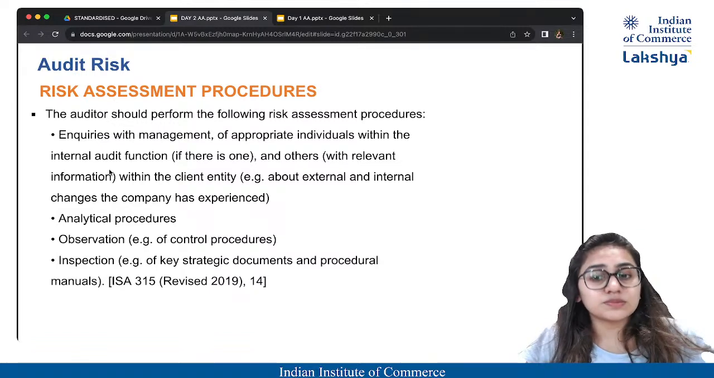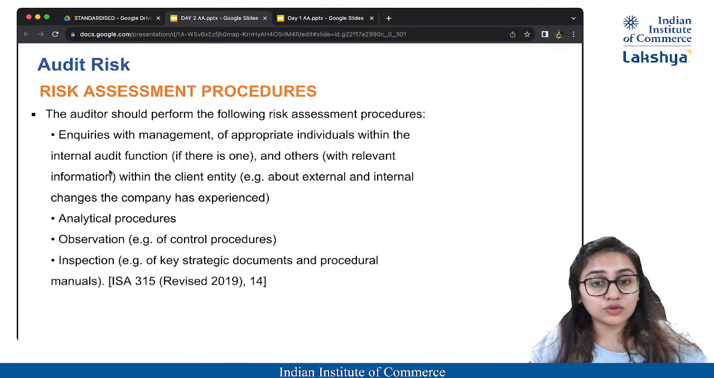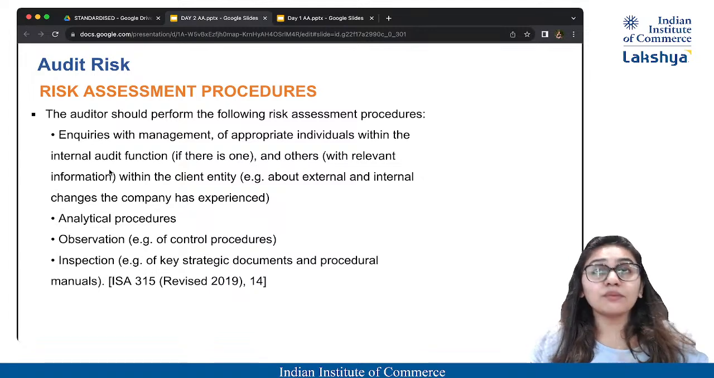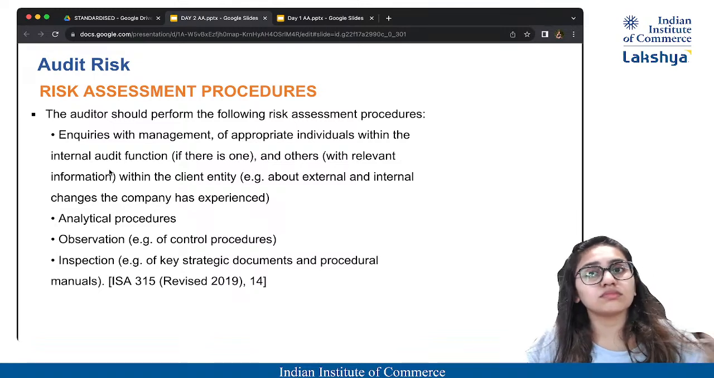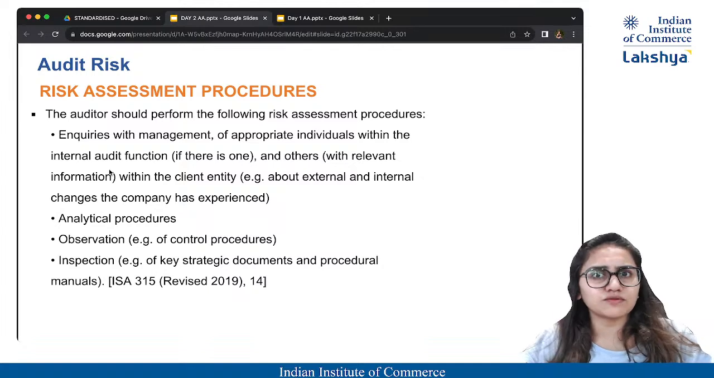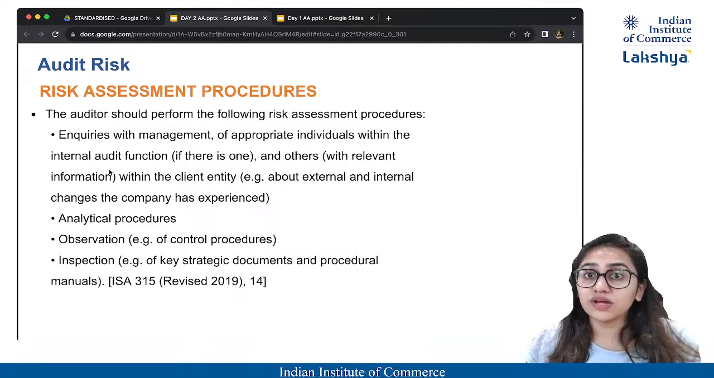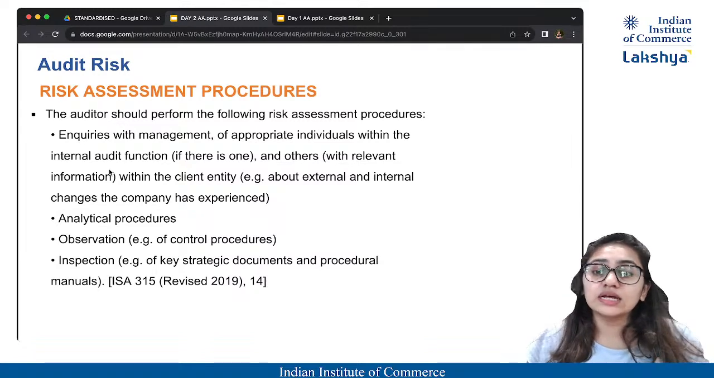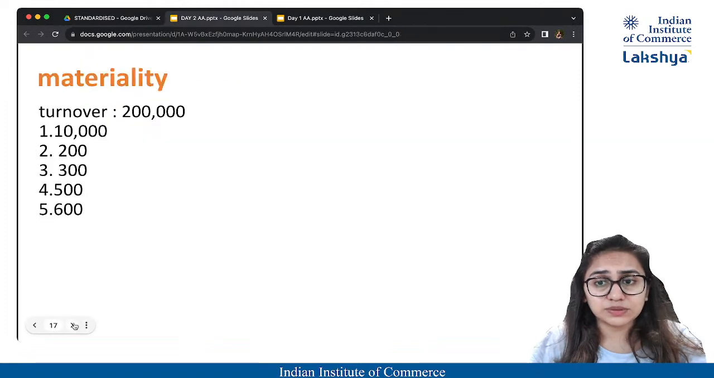This will be known not by asking somebody but by pure observation. Then next he can do is inspection. He can himself inspect certain things, like, okay, I want to inspect the key strategic documents and procedural manuals, or I will find out myself. So if the company is claiming to be at the top, or if the company is claiming to be one of the best, I will not just listen to what the company is saying, but I will inspect it myself and find out. I will go into the market, I will conduct a survey and find out if whatever the company is saying is actually true or not. So that is my way of inspecting things. So that will be a part of my risk assessment procedures.